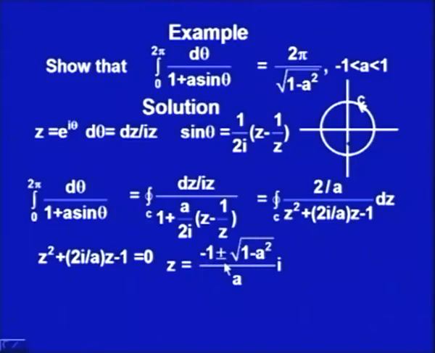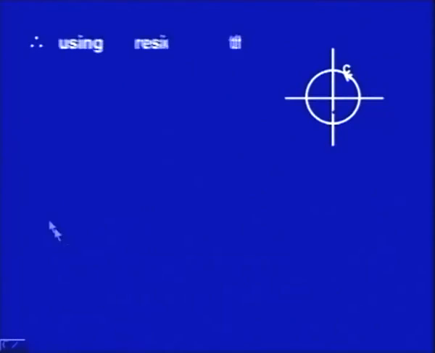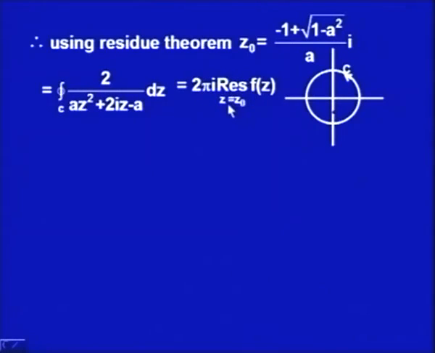When we have minus 1 plus square root of 1 minus a square upon a i, we are inside this closed contour. So, what we have got is that this function f(z) has a simple pole at z naught. Let us say that z naught is minus 1 plus square root of 1 minus a square upon a i. Now, we would use our residue theory, which says that the integral along the closed contour of any function f(z) dz is 2 pi i times the residue at z equal to z naught of f(z).